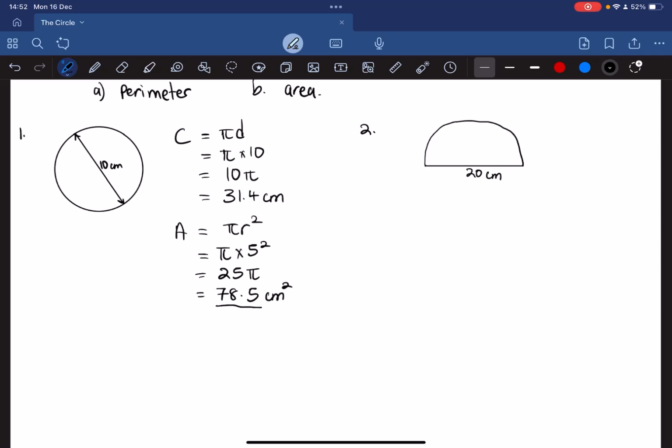Number 2, we are given a semicircle. So a semicircle is half of a full circle. So for us to get the circumference, we're going to say half multiplied by pi d. And that would be half times pi times 20. And we get 10 pi, which is the same as 31.4 centimeters.